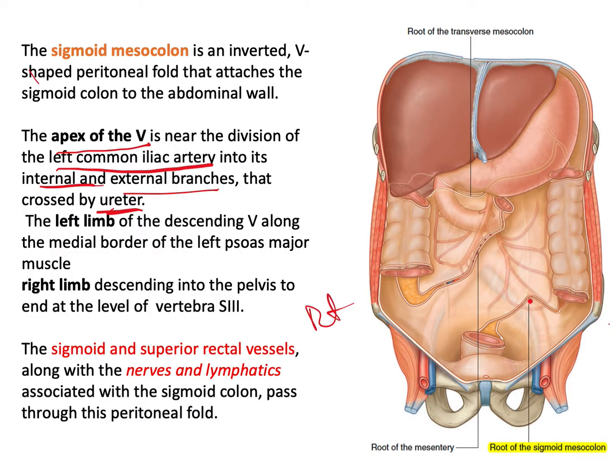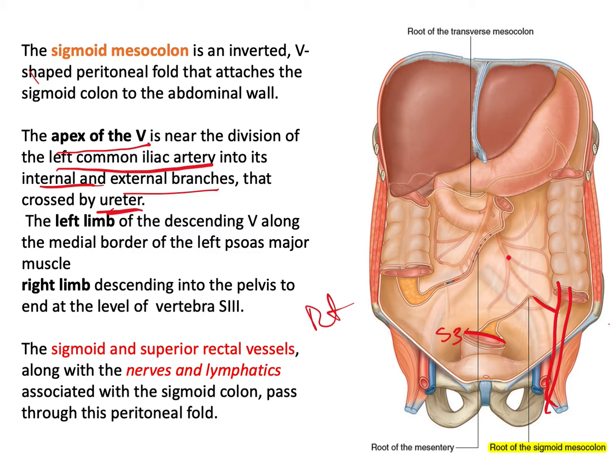Because you have to know what's going on in each part of the mesentery. Now, what about the left limb? This left limb goes in this direction close to, let us say, the medial border of the psoas major muscle, right? And what about the right limb? The right limb continues until the end of the sigmoid, that means until the level of S3, sacral vertebra number 3.